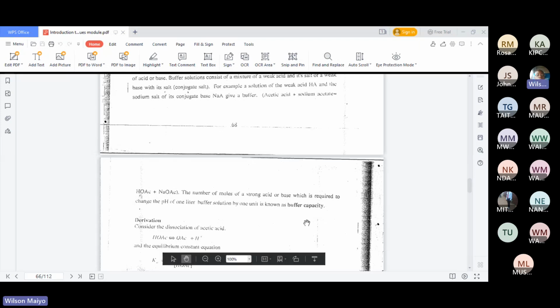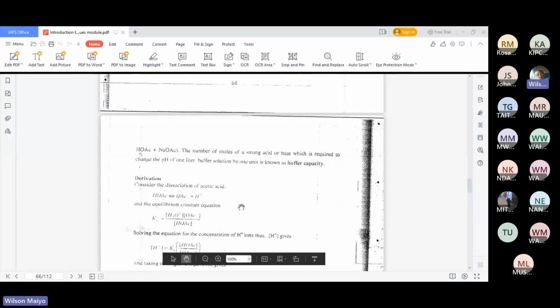But then we are told that buffer capacity is the number of moles of a strong acid or a base which is required to change the pH of 1 liter of buffer solution by 1 unit. So that number of moles of a strong acid that is able to change the pH of 1 liter of a buffer solution by 1 unit is called the buffer capacity.